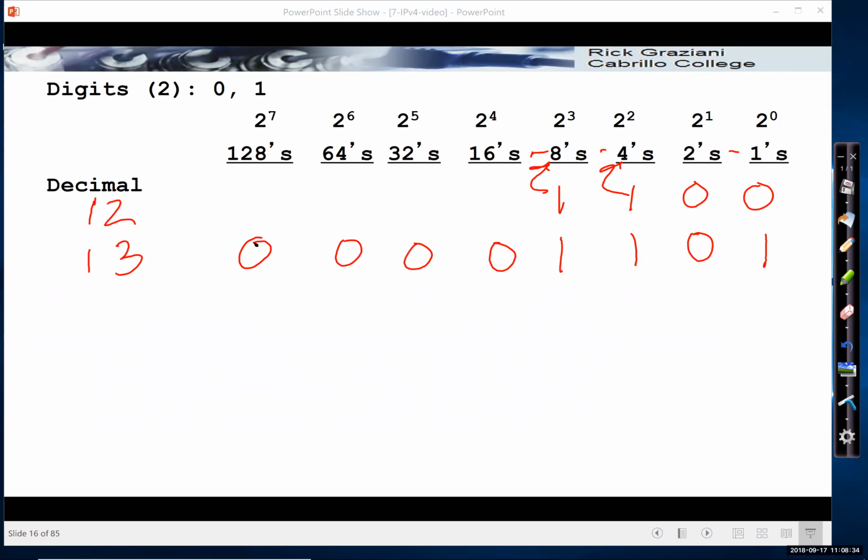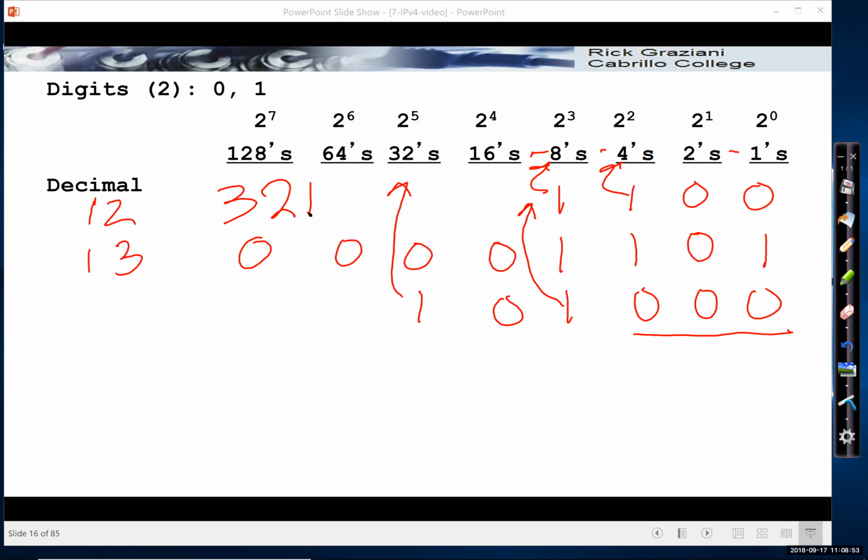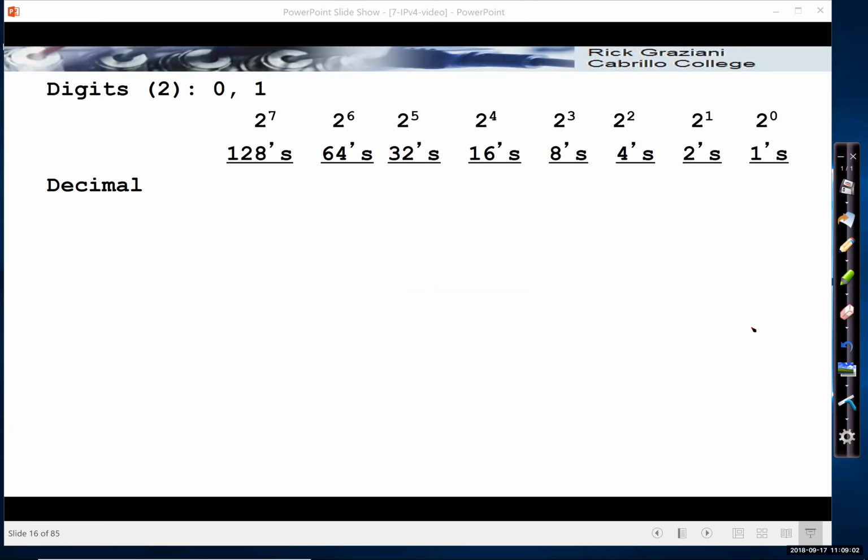All right, what if I did this here? 1, 0, 1, 0, 0, 0. Got to put all those zeros here at the end. Well, that would give me a 32 plus an 8. 32 plus 8 is 40. All right, let's just do a couple more here, just to make sure we've got this down. It's really quite simple, right? We just add the columns.